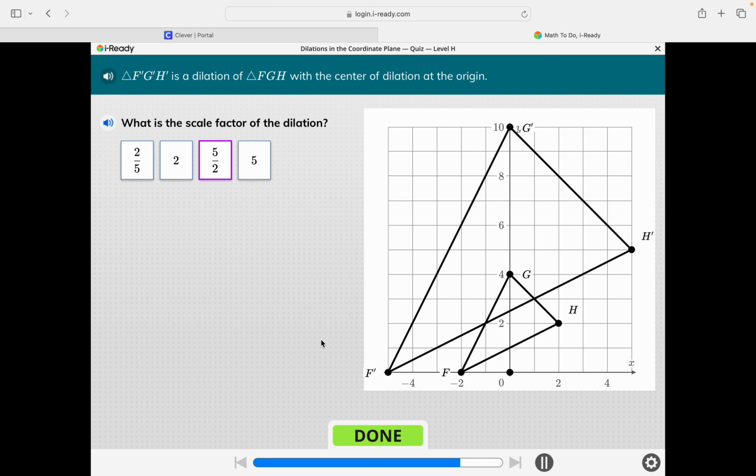So tell me F. Can I write it? Okay. So F is minus 2 comma 0. Now F prime. F prime is minus 4 comma 0. Now you have to make minus 2 into minus 4.